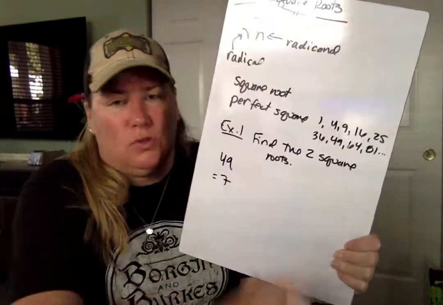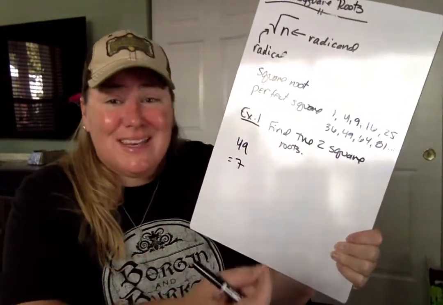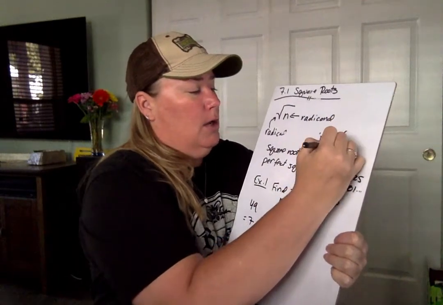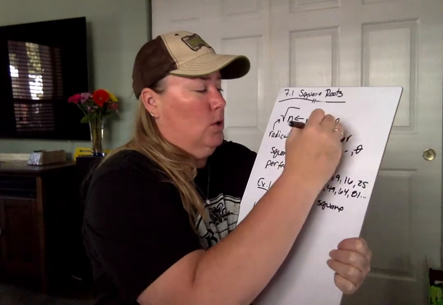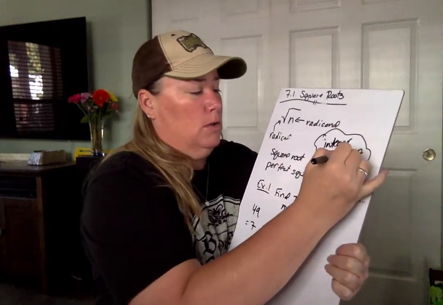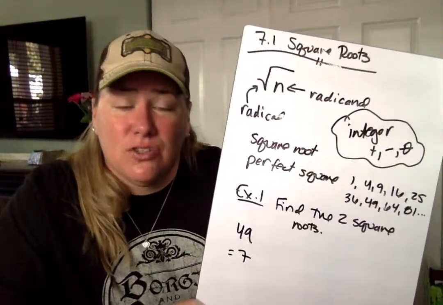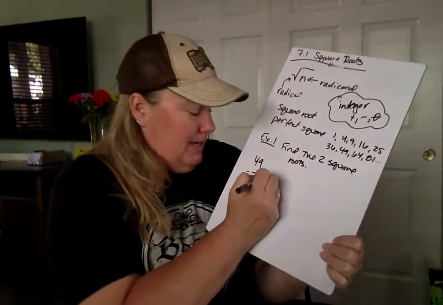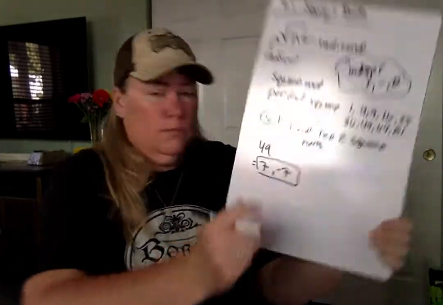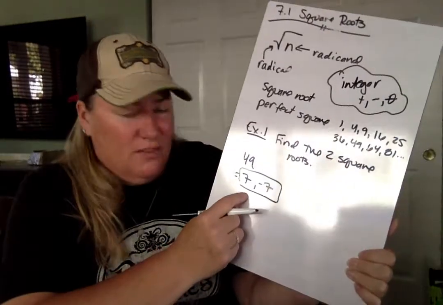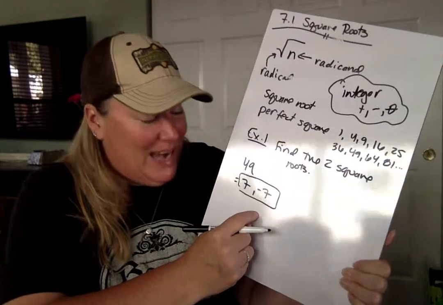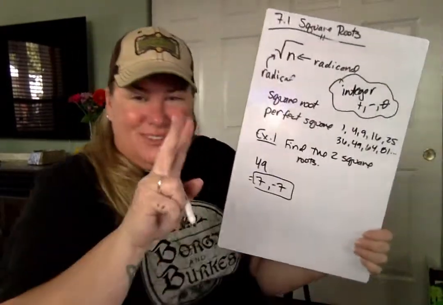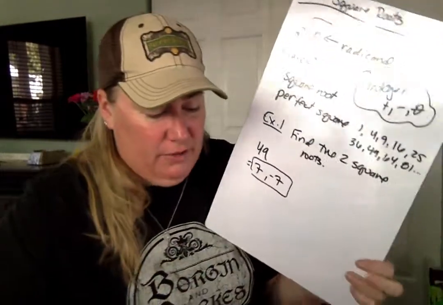But it's asking for 2 square roots. So what is the other integer? I'm going to write that right here. Integer: positive, negative, 0. So what is the other integer that multiplies by itself to get 49? And that's negative 7. Because if you multiply 7 by 7, you get 49, and if you multiply negative 7 by negative 7, you get 49 as well. So when you actually take the square root of a number, there's technically 2 answers. It's the positive and the negative.